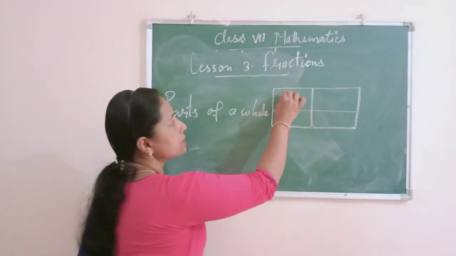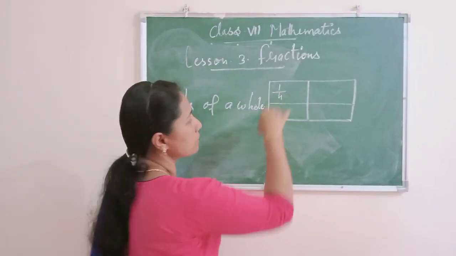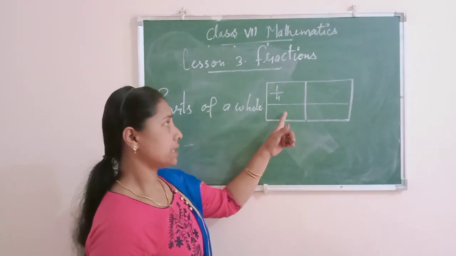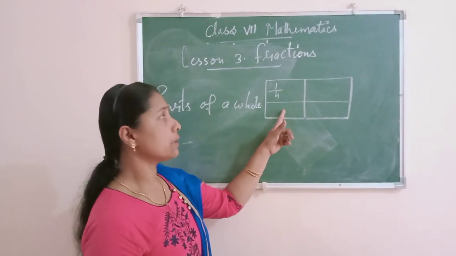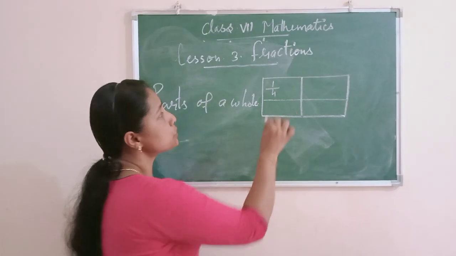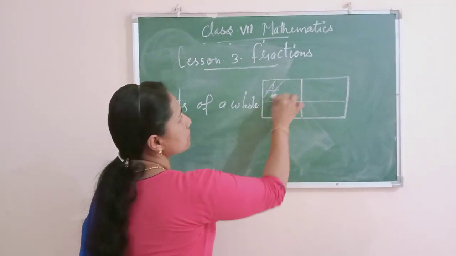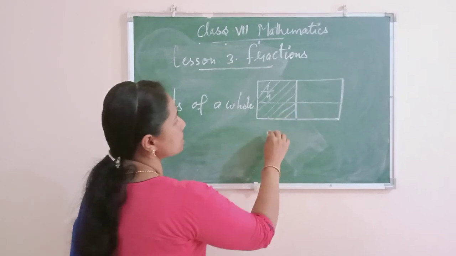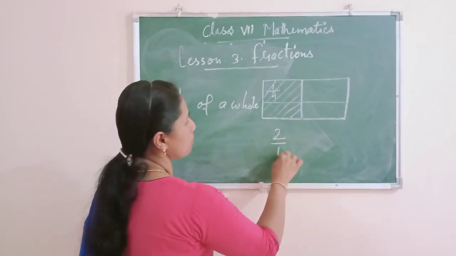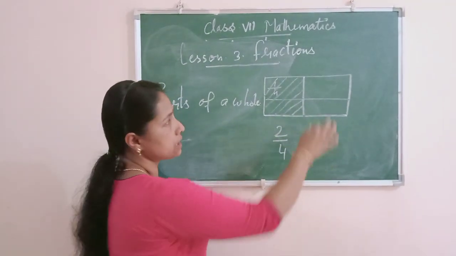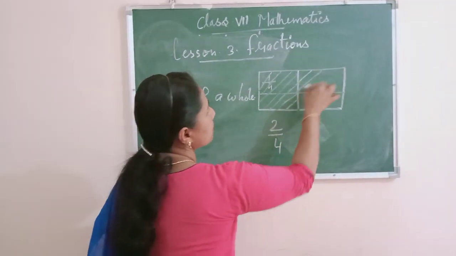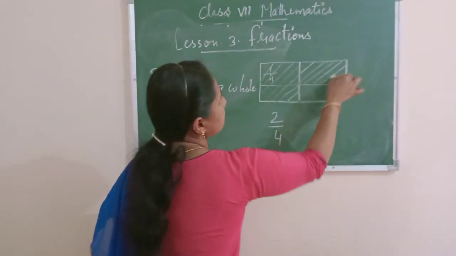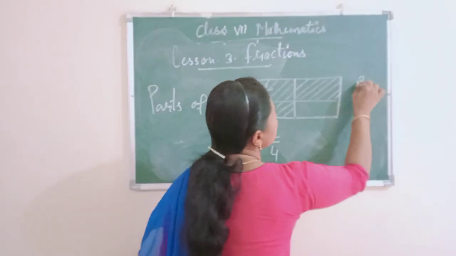The first part is called 1/4. In the same way, the second part also we can call 1/4. If we shade two parts of this, it is known as 2/4. And if we shade 3 parts together, then it is called 3/4.